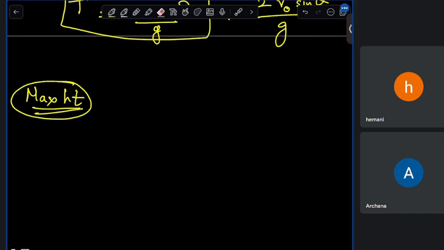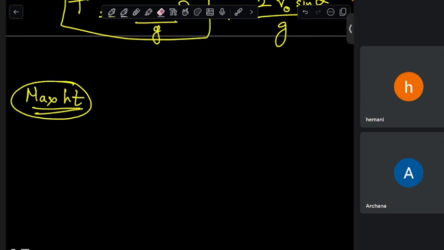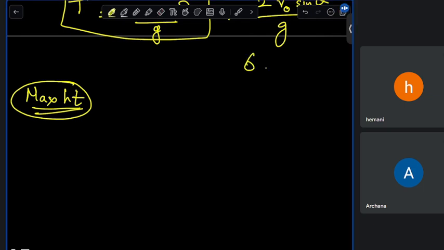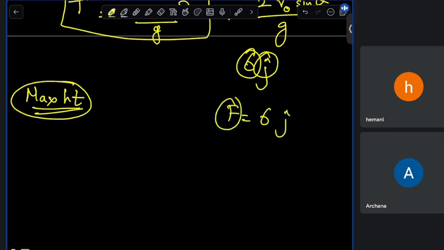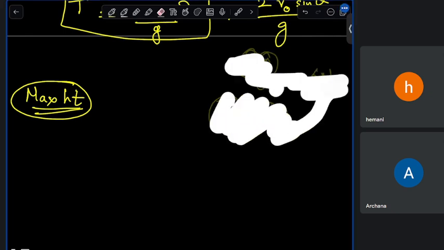Give me an example. I told you just now, 6 j cap, meaning 6 units in the y axis direction. If I tell you F is equal to 6 j cap, F means force. What is the unit of force? Newton. So it means 6 newton of force is being applied in the direction of the y axis. That's all. Getting it?